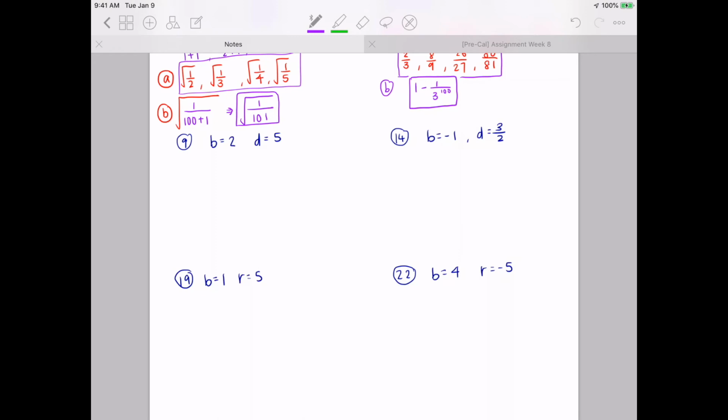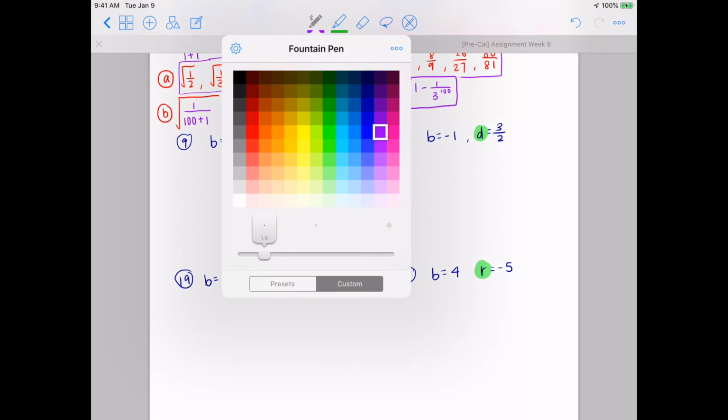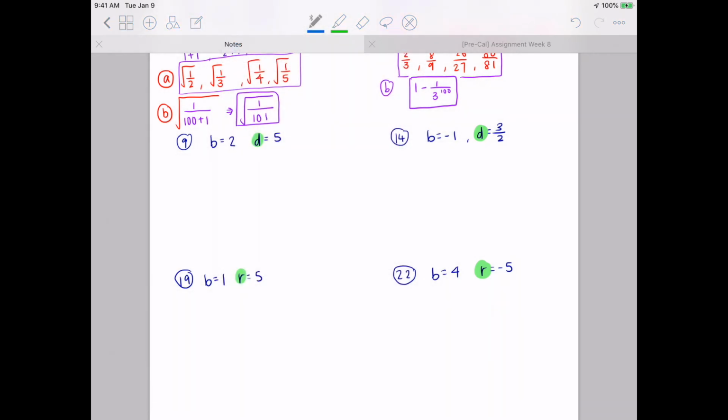and 14. So look at these. They all start with B, but then 2 of them say D and 2 of them say R. And if you remember, D is the difference, which is the arithmetic. Okay, same as this question. These are arithmetic. And this one right here is geometric.